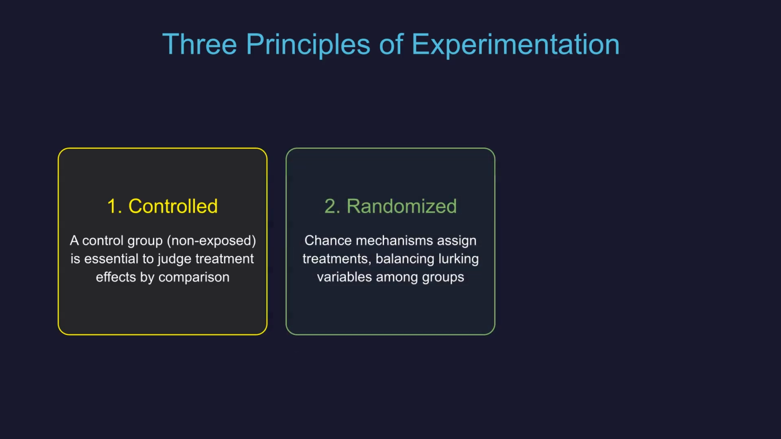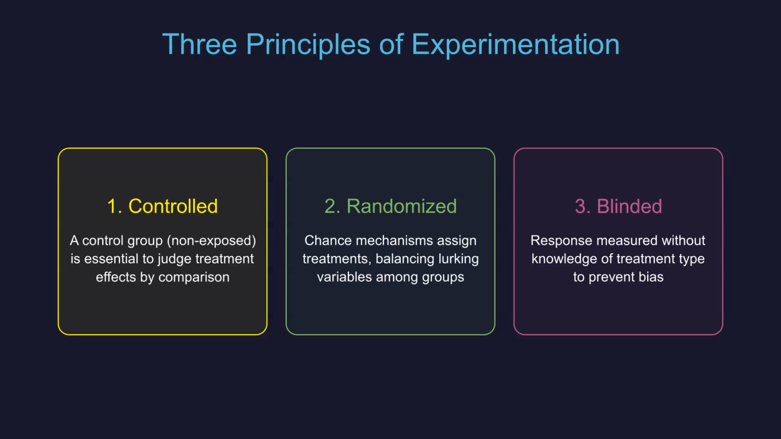Second, they must be randomized. Randomization uses chance to assign subjects to groups, which balances lurking variables and prevents confounding. Third, they must be blinded. Blinding means the response is measured without knowledge of which treatment a subject received. Single blinding hides the treatment from subjects. Double blinding hides it from both subjects and investigators.